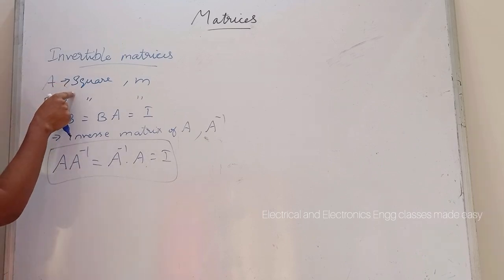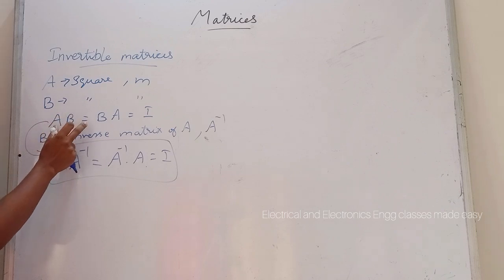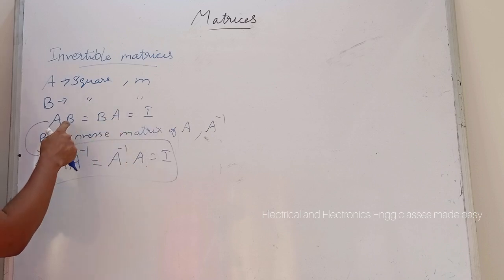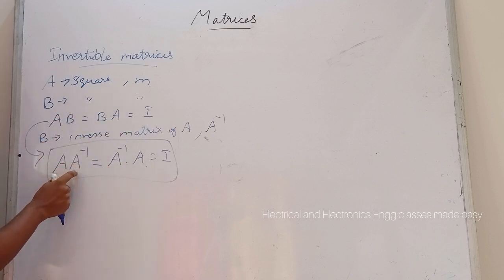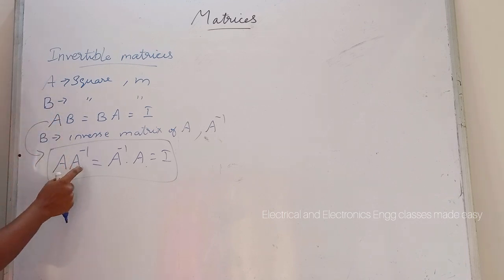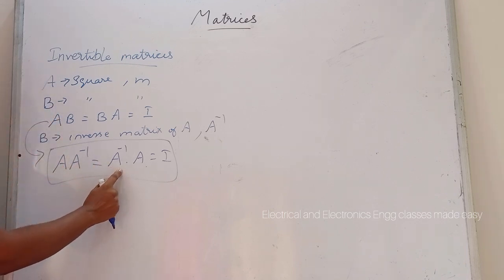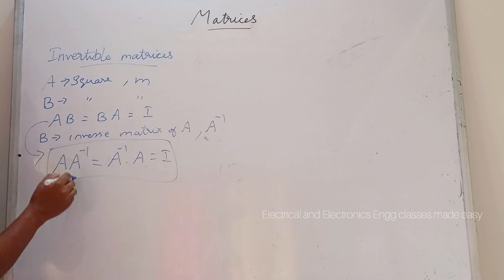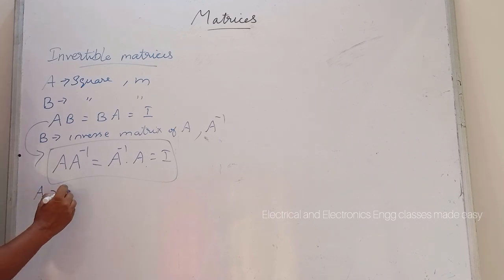So if A is a square matrix, then there exists another square matrix B such that A into B is equal to B into A is equal to the identity matrix. In that case, that B is called the inverse matrix of A. So we can write A into A inverse equal to A inverse into A is equal to I. So in that case, this A is said to be invertible.